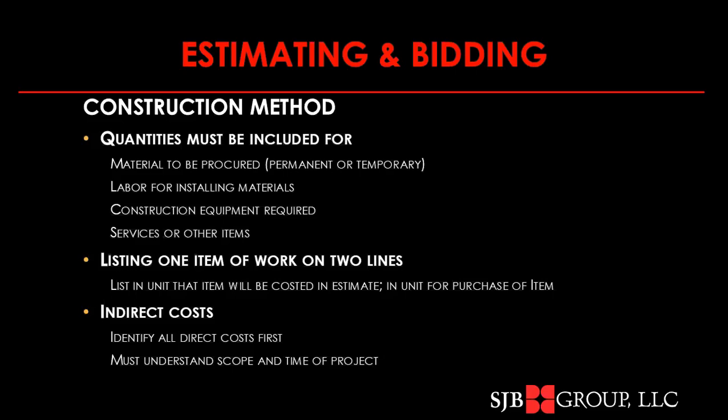When you're listing an item of work in your estimate, you're going to want to list it on two lines. One's going to be based on the cost as you've determined in your estimate. And the other line is going to include the amount that you're going to have to buy in a list to help you purchase things when you're a successful bidder. Makes it easy to find it later.